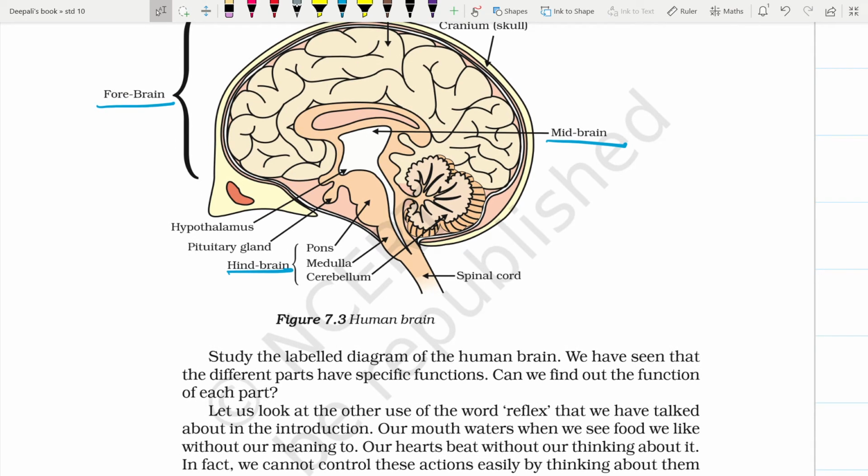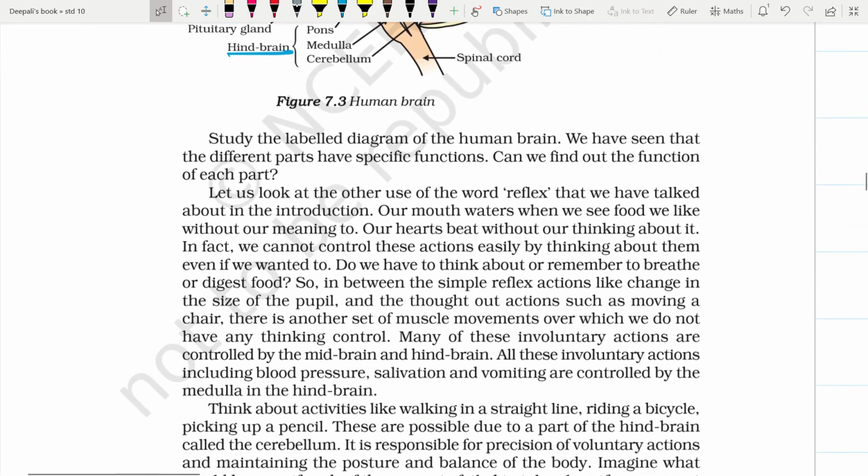The function of midbrain is it has got corpora quadrigemina as part of the midbrain, and the centers of visual and auditory reflexes are located here. And you have the hindbrain, which has pons, medulla and cerebellum as its parts. The involuntary actions including blood pressure, salivation and vomiting are controlled by medulla. And cerebellum is responsible for perception of voluntary actions and maintaining the posture and balance of the body. So these are the functions of various parts of the brain.